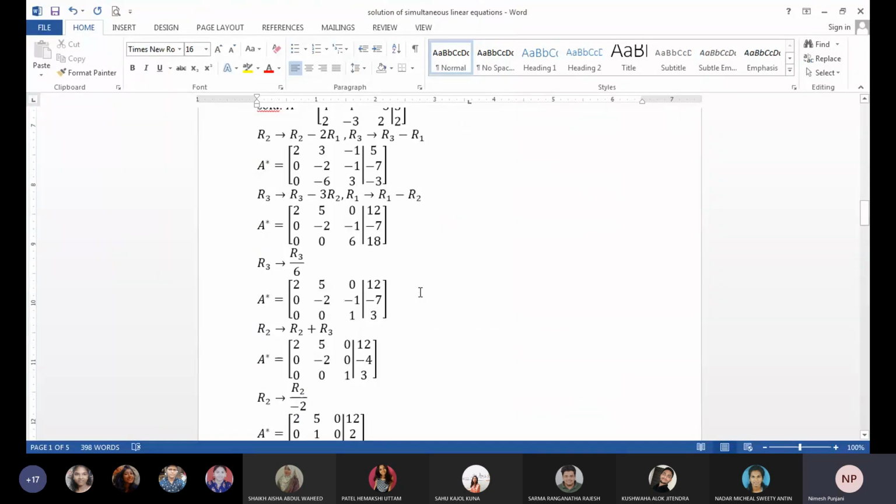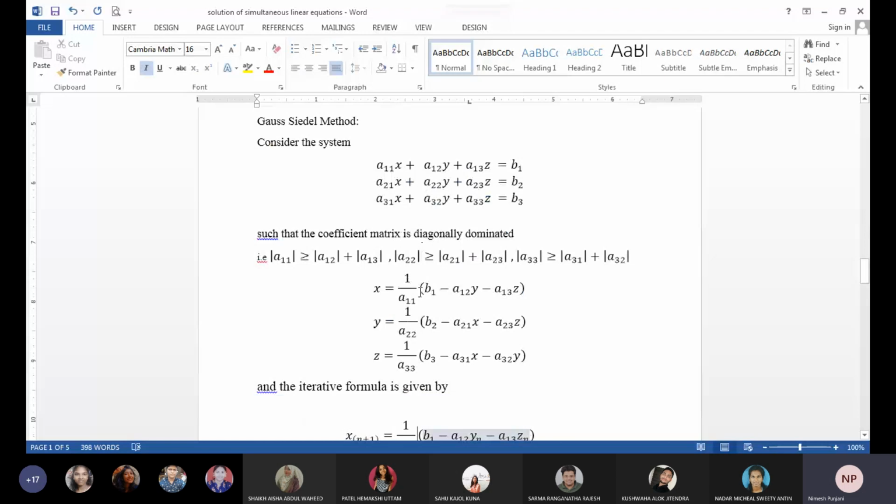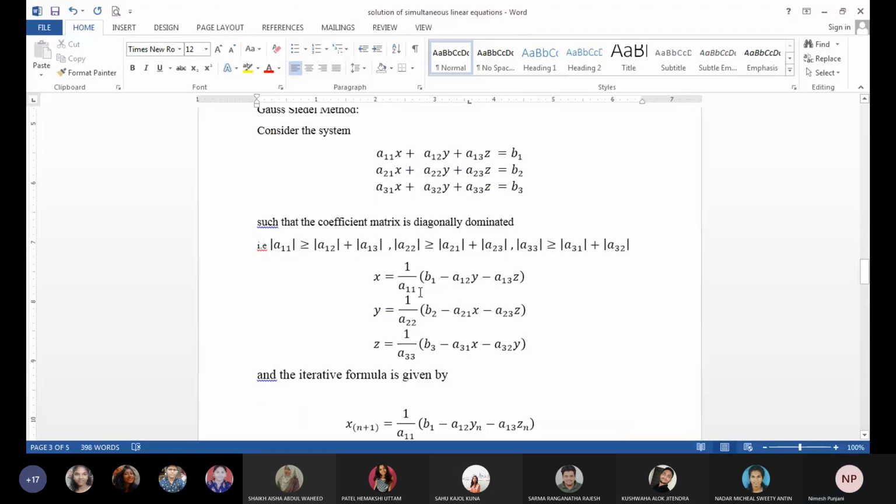And we were discussing about the Gauss-Seidel method. Gauss-Seidel is an iterative method. Secondly, this method is applicable only to the system of equations where the coefficient matrix is diagonally dominated. This is one of the important conditions for your Gauss-Seidel. It can be applied only to those system of equations where the coefficient matrix is diagonally dominated.